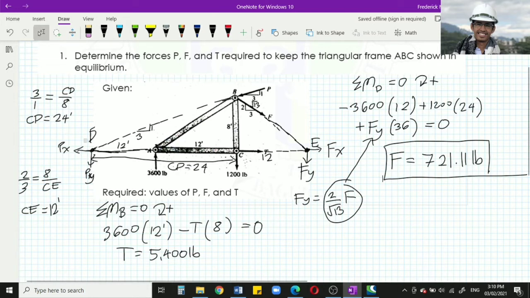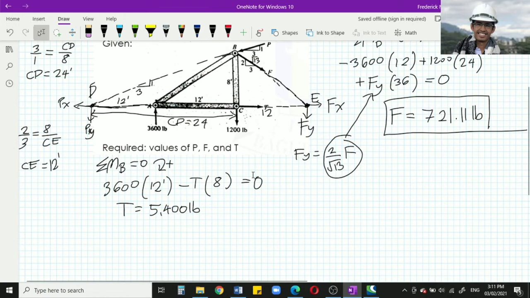So to get the force P, pwede tayong mag-moment along E. Kasi yung force F natin hindi na siya mag-moment sa E kasi concurrent siya. So concurrent yung force F natin, concurrent din yung force T natin. So ang pwedeng mag-moment is yung P. So makukuha natin yung P and other forces, itong 3,600 and itong 1,200. Okay? So solving for force P, summation moment at E is equal to 0, clockwise positive.